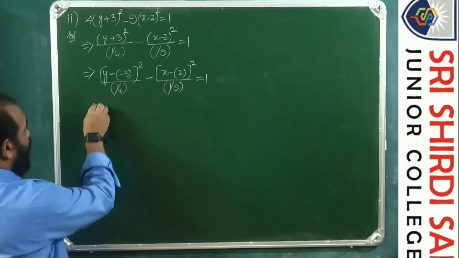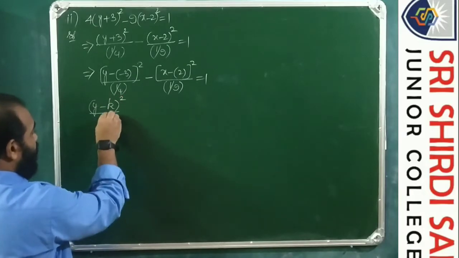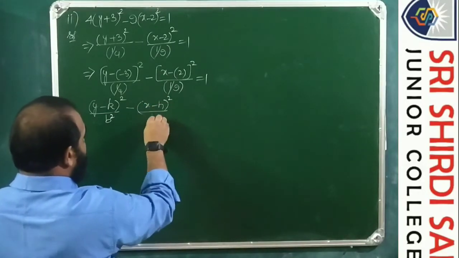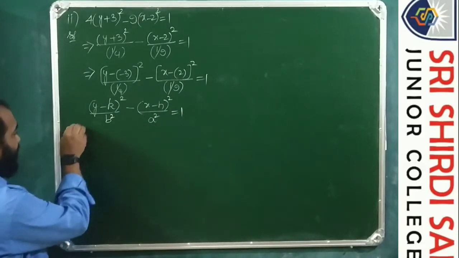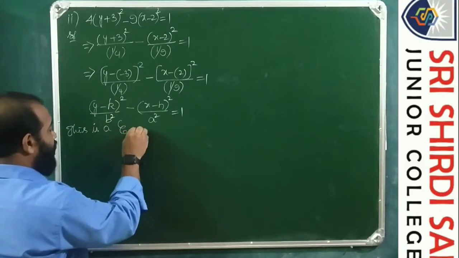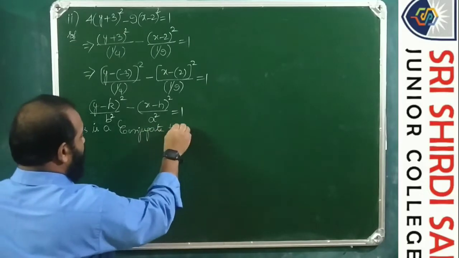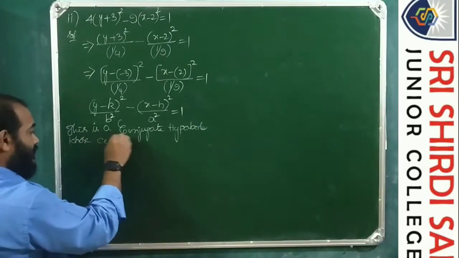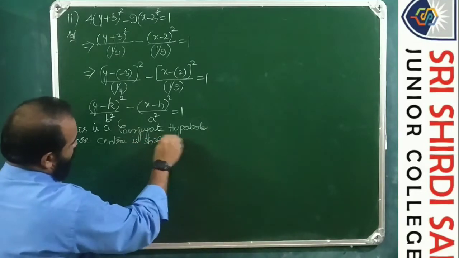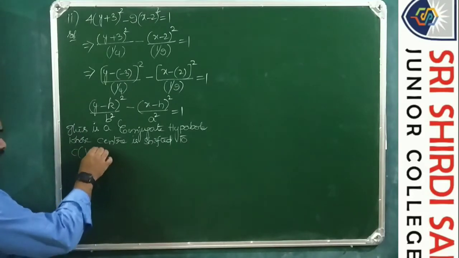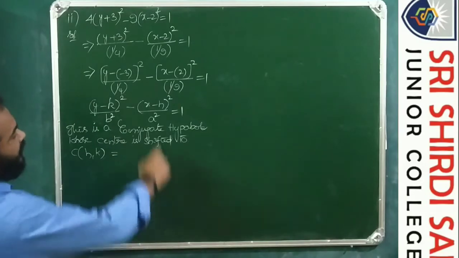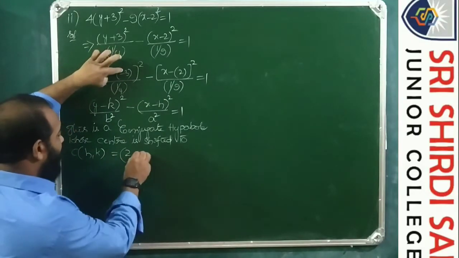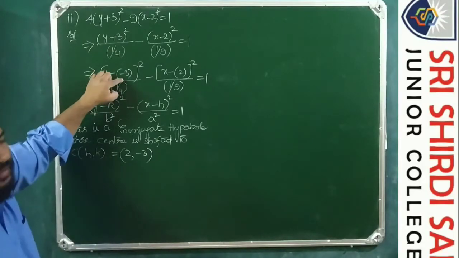So this is of the form (y minus k) whole square by a square minus (x minus h) whole square by b square is equal to 1. So this is a conjugate hyperbola whose center is shifted to (h, k), which is, h here is, minus minus same, in the place of h you may see 2 here, so 2 comma the value of k is minus 3 here, so minus minus same, in the place of k you may see minus 3 here.